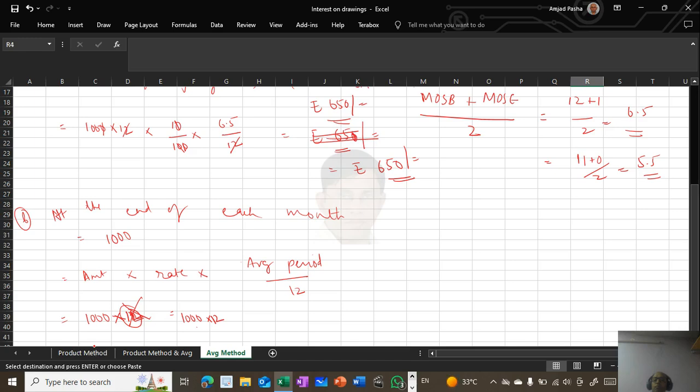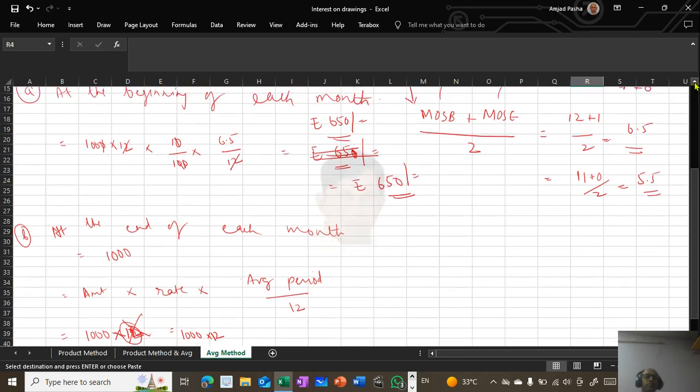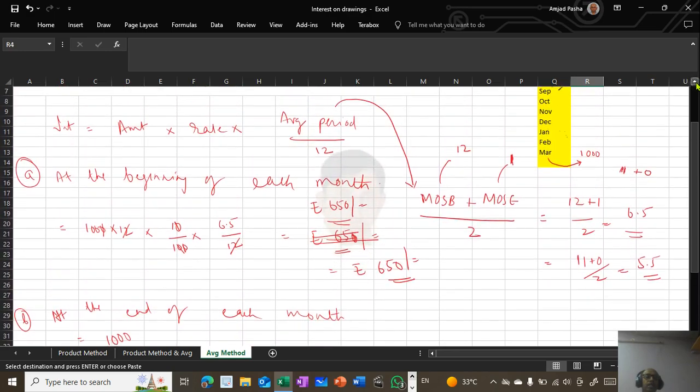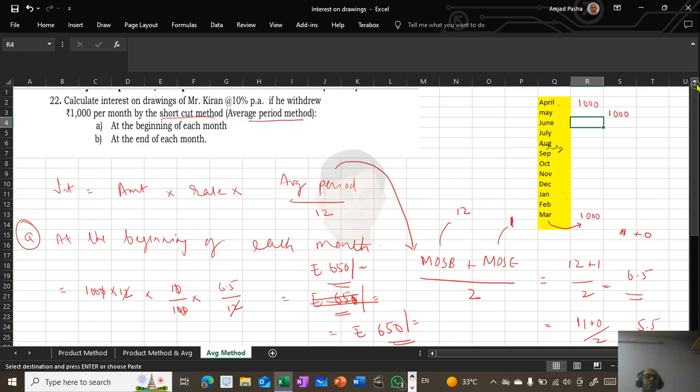The amount is same. Whether it is beginning of the month or end of the month, the amount remains same, because every month he is withdrawing. Paying interest is different and the amount he is taking is different. See, he has taken in April, 1st April, 30th April, but April he has withdrawn. 1st March, 31st March, but March also is withdrawn. So all the 12 months, see, this is very important. Okay, so don't get confused.